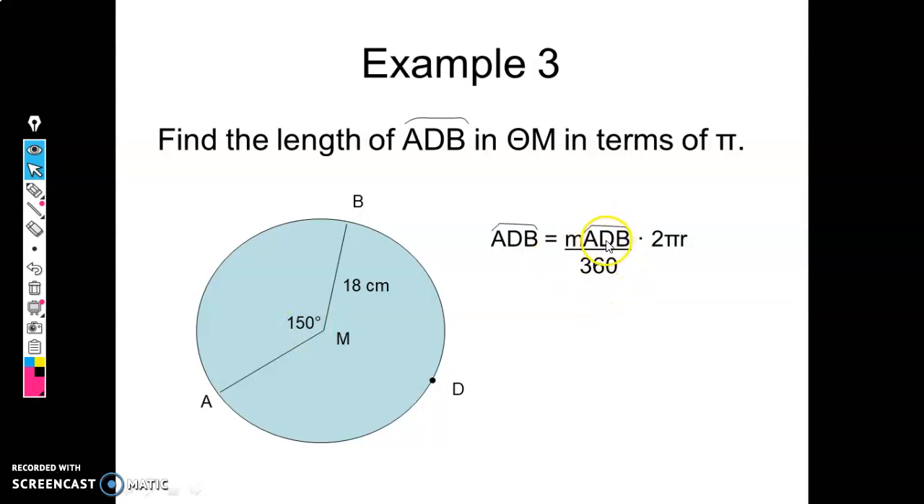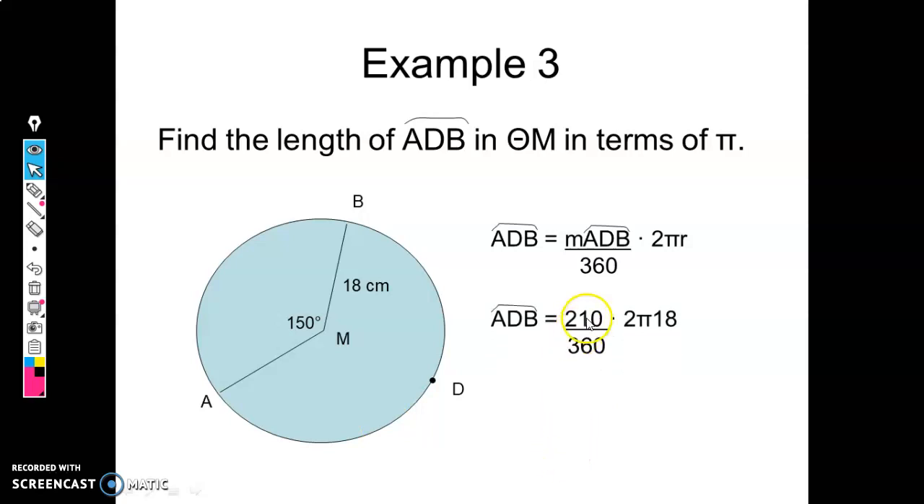So there's the formula, okay? We need to figure out what number of degrees over 360 times 2 pi r. All right, so first, what's r? R is 18. Very good. All right, now what is the degrees?